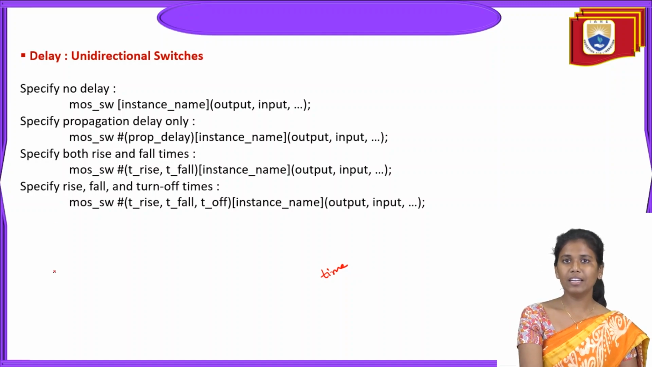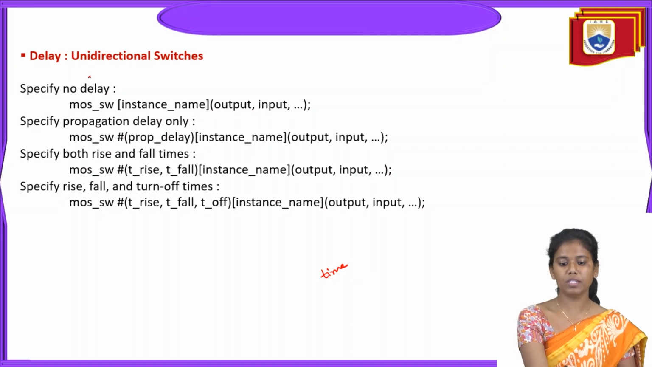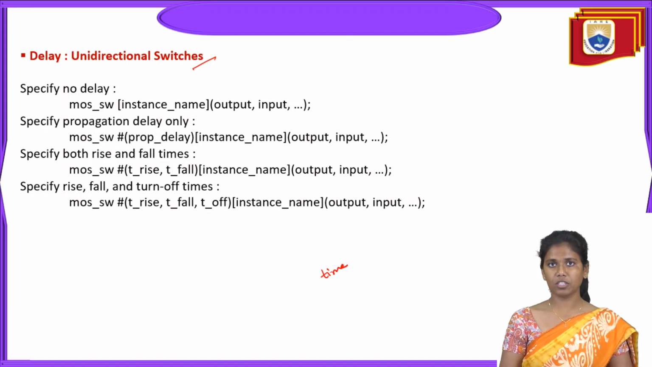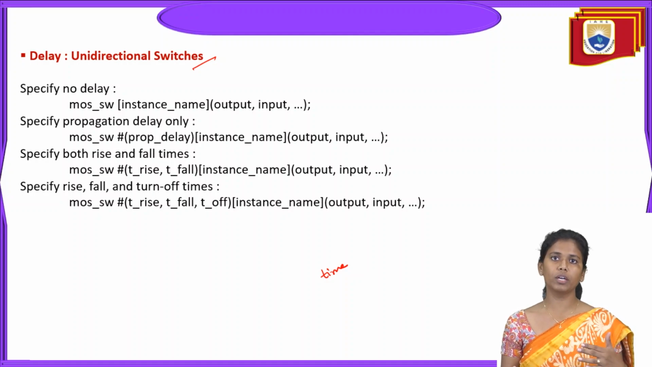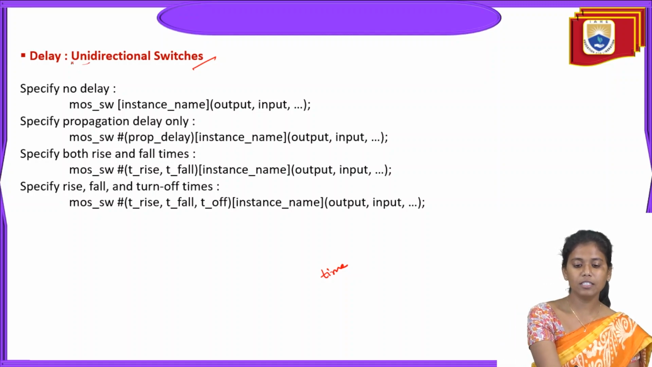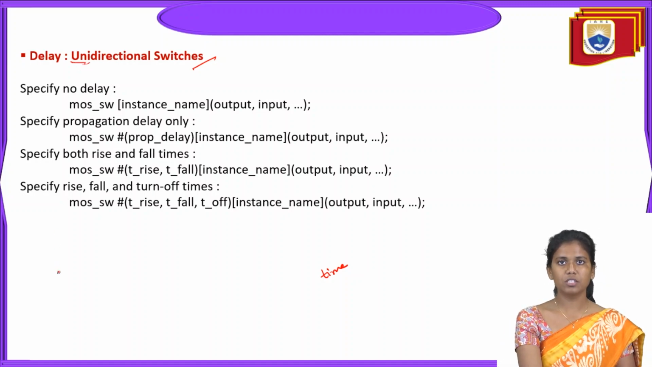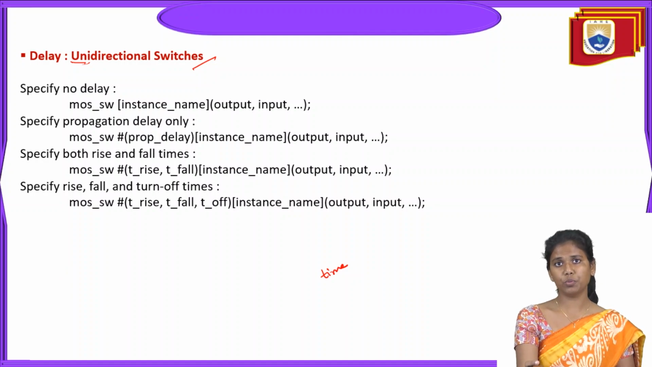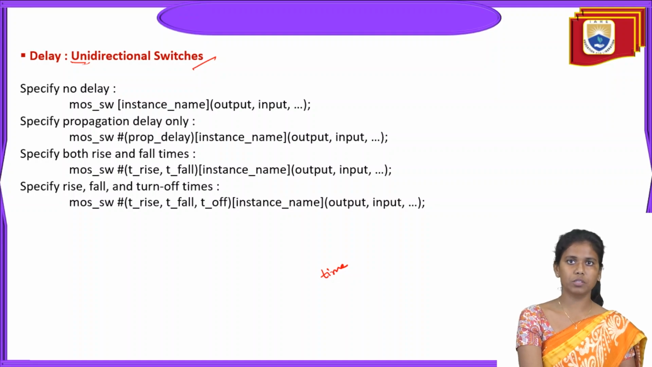Now in the delays, we will discuss how the delays work with respect to the unidirectional switches. These are the unidirectional switches. Unidirectional switches are those where the flow of current and voltage goes only in one direction. That's the name, a unidirectional switch. Now we'll discuss how the unidirectional switch works with respect to the delays.